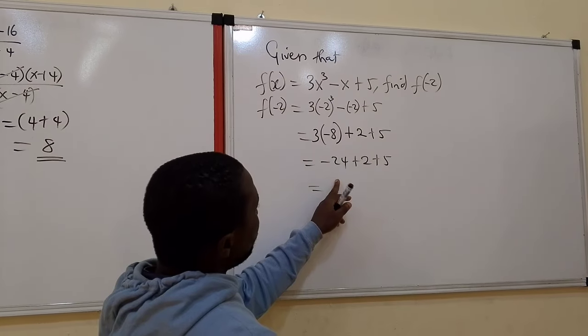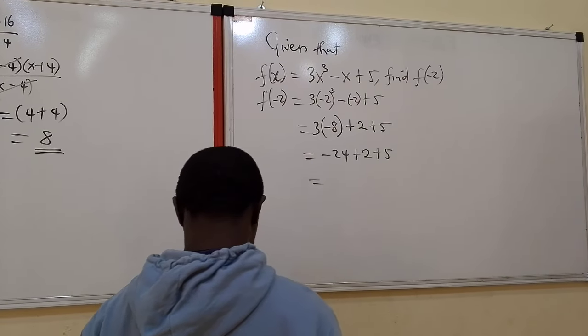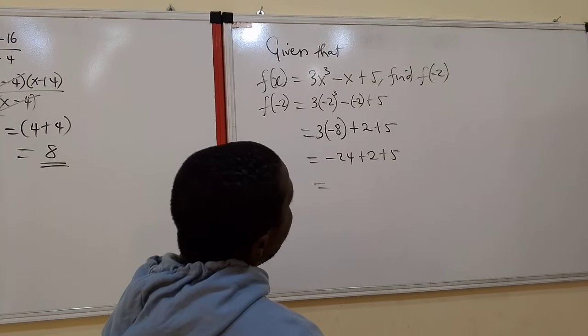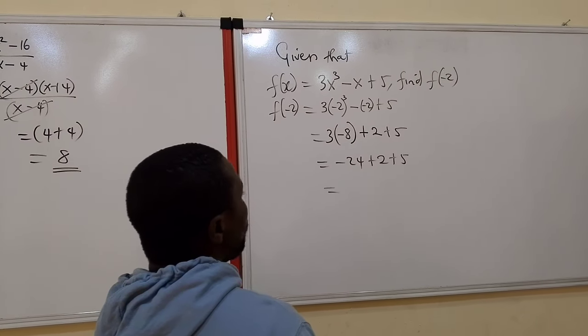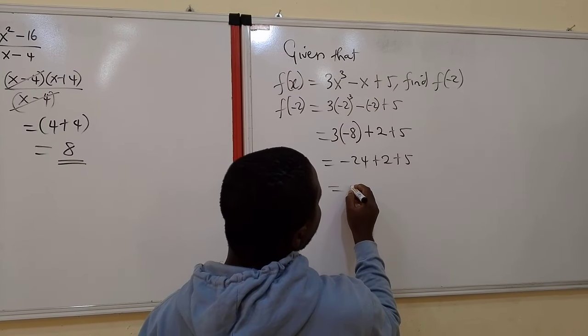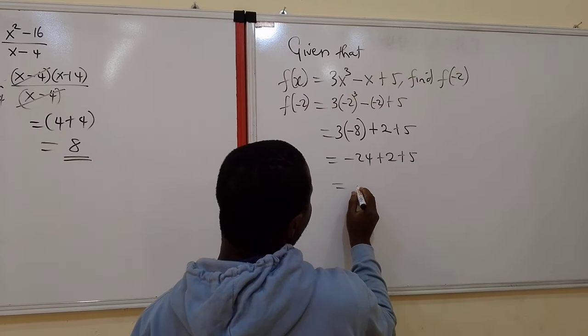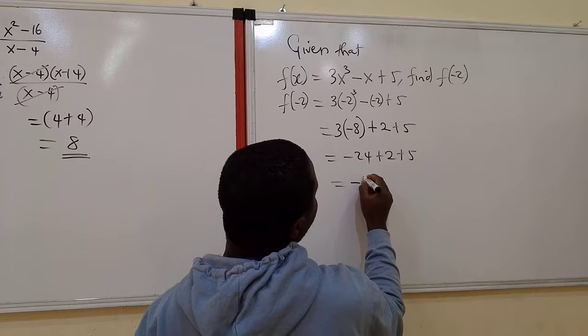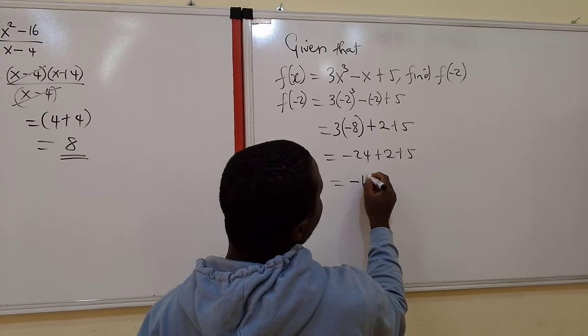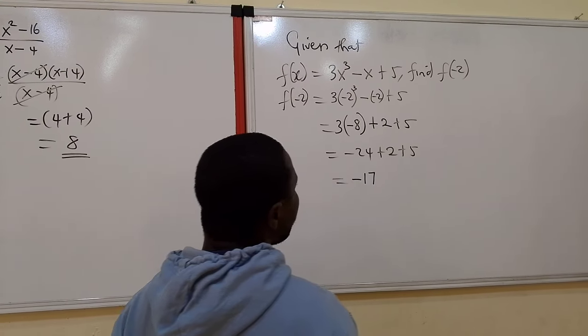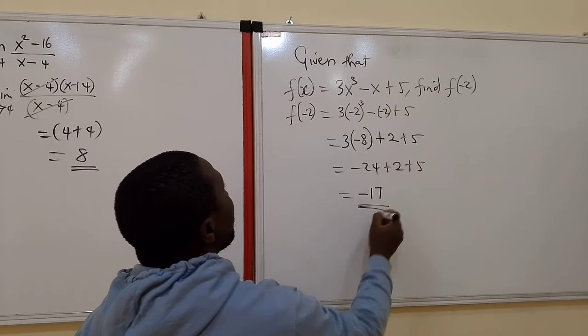This will give me minus 24 plus 2 is minus 22. Minus 22 plus 5 will give us what? Minus 22 plus 5. That will give us minus 17. Minus 17. This is my final answer.